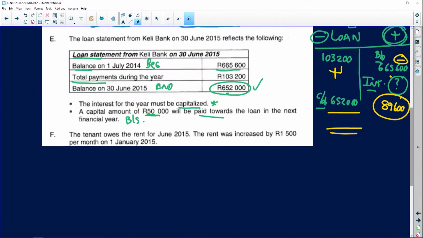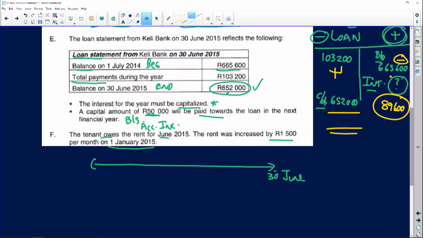Right, so the adjustment I'm now referring to is your rent adjustment. The tenant owes the rent for June 2015, right? So the tenant still owes the rent for June 2015. So clearly I'm dealing with an accrued income. The rent was increased by 1,500 Rand per month on the 1st of January 2015. Now, when it comes to this particular adjustment, I always like to have my timeline drawn up.